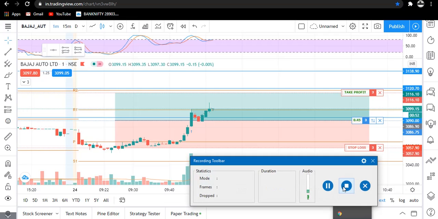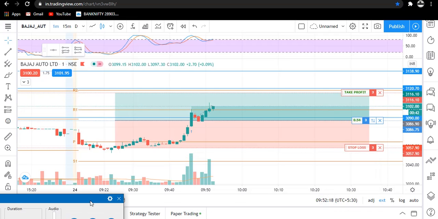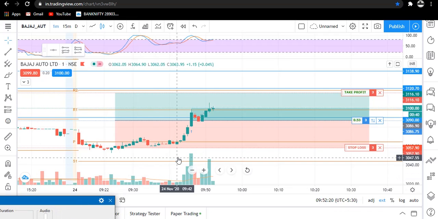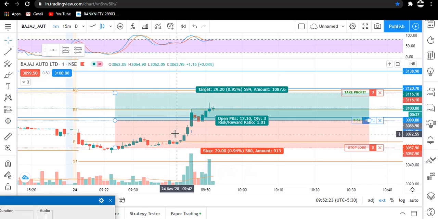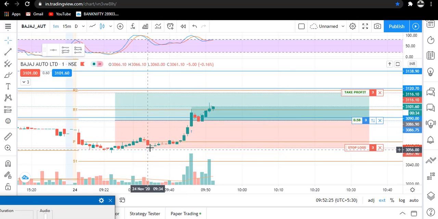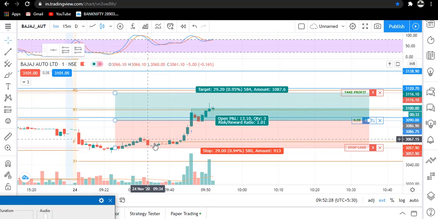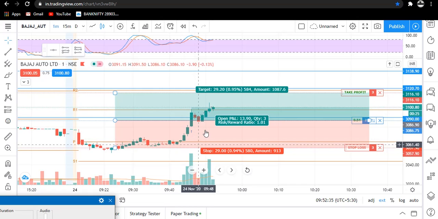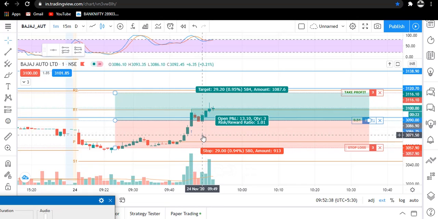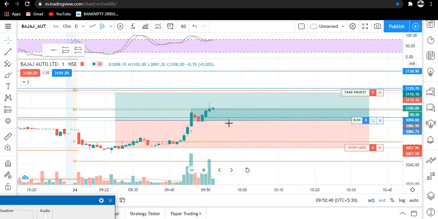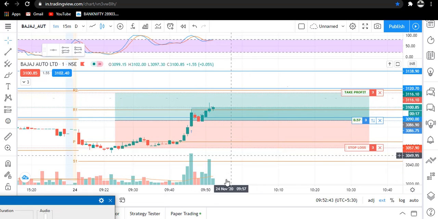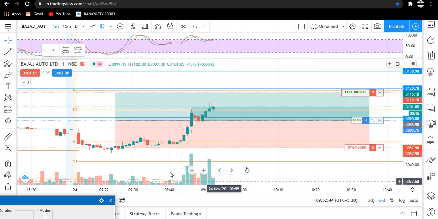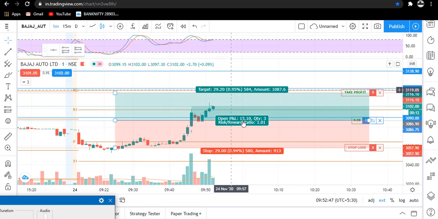Now coming on to our stop loss. Traders, to maintain a 1:1 risk reward ratio, I have placed my stop loss order below this swing low, or at the point from where this momentum came. So here is our stop loss, and our risk reward is also 1:1. It is now trying to go towards our target, and we will wait to see what happens. Traders, when it hits our target or stop loss, I will update you.